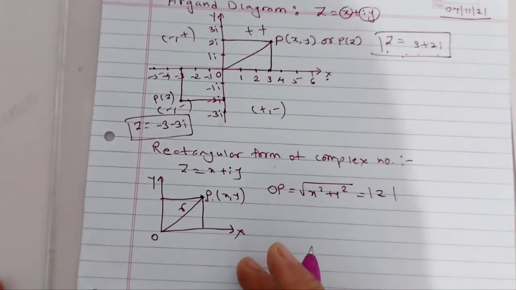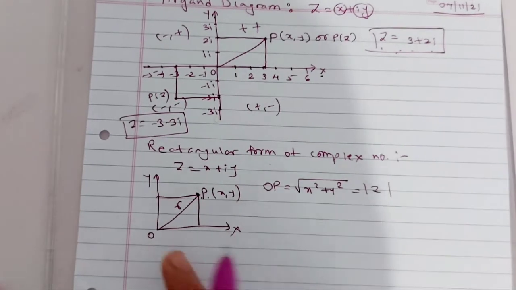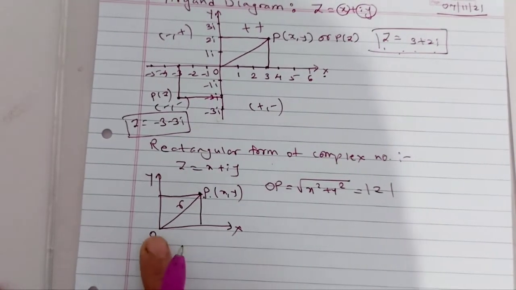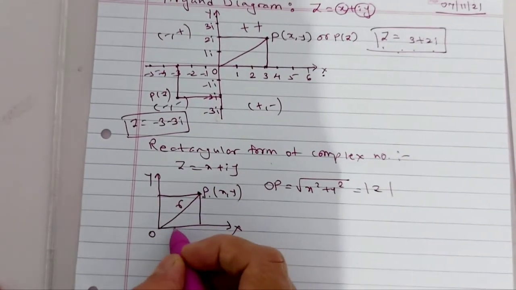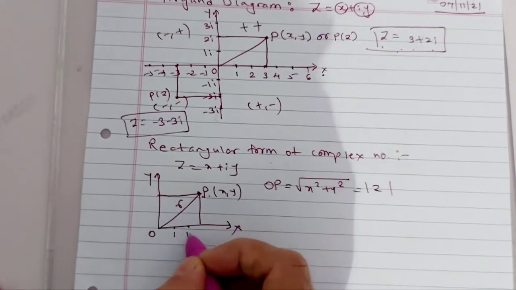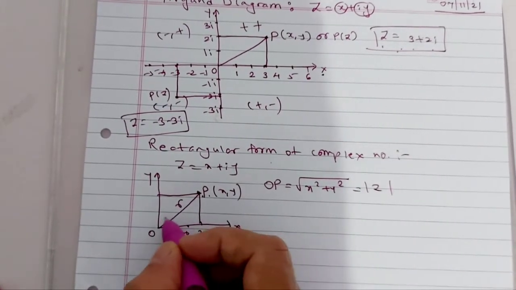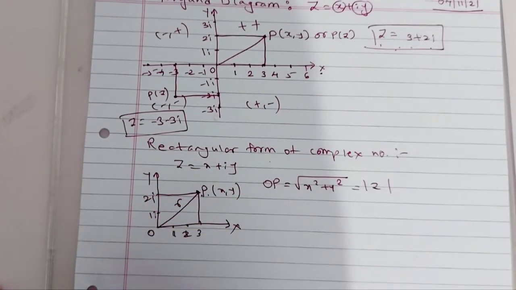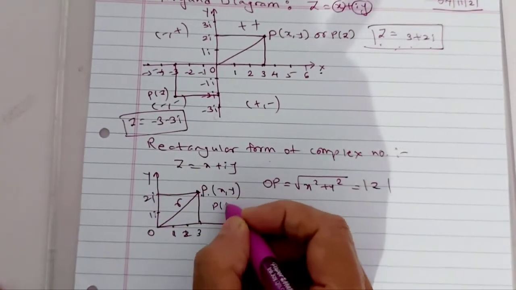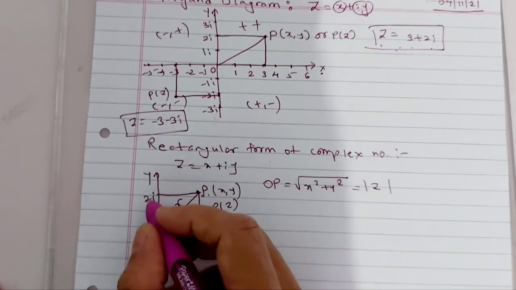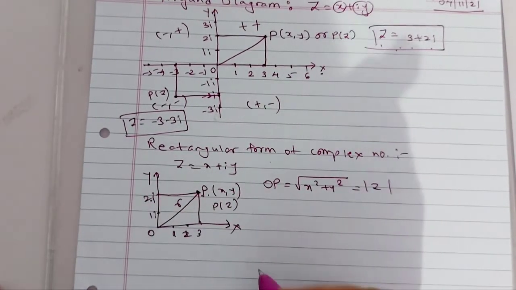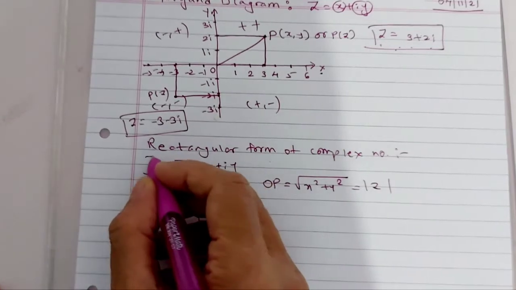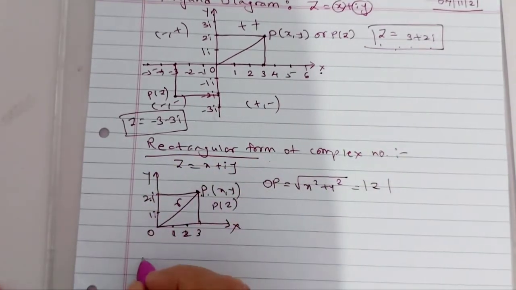Now the next one. The Argand diagram will be shown in this fashion. I can very well show 1, 2, 3, and this will be 1i, 2i. So P(x, y) or P(z) will be 3 plus 2i. Done. This was my rectangular form of complex number. Now I'll take the polar form.